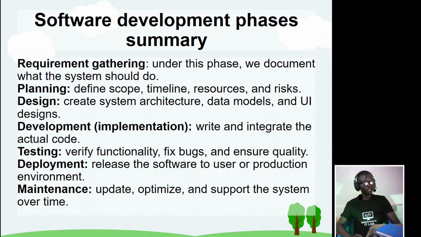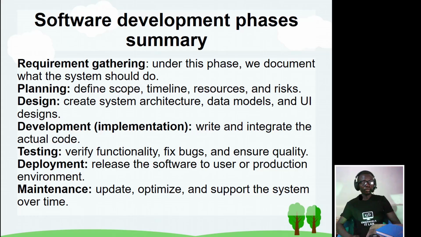Development, write and integrate the actual code. Now this code you can simply also write on paper before you implement it. So we go to the testing stage. After you've written everything, like we shall see, always test to verify the functionality, whether it really meets the user requirements, because at first you gather the user requirements. Then deployment, release the software to users or production. So in case you created an executable file or a website, release it for use.